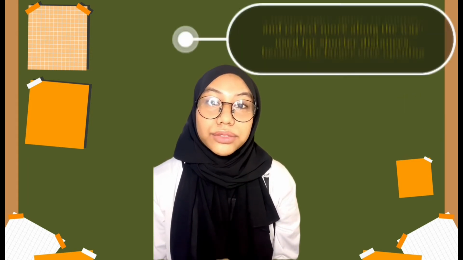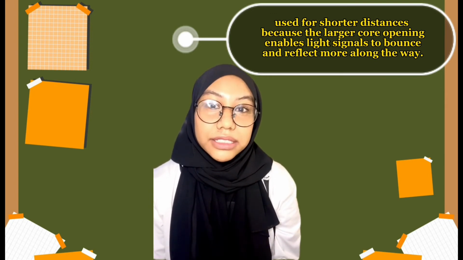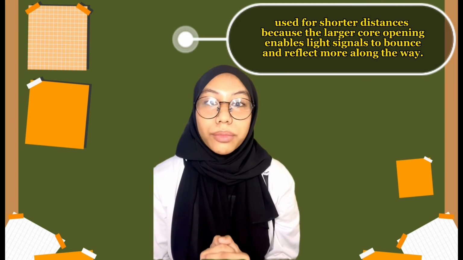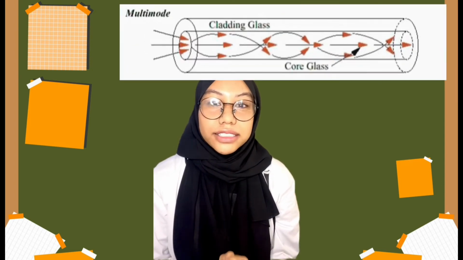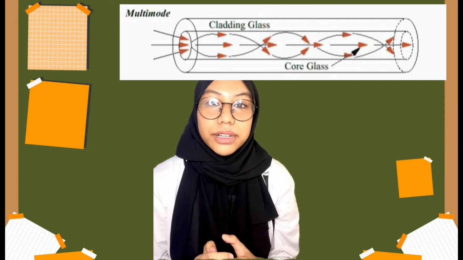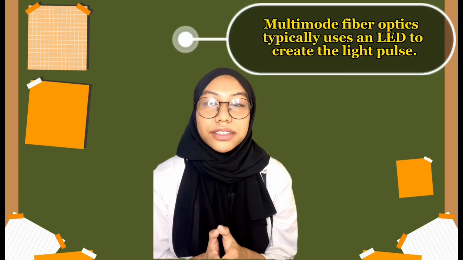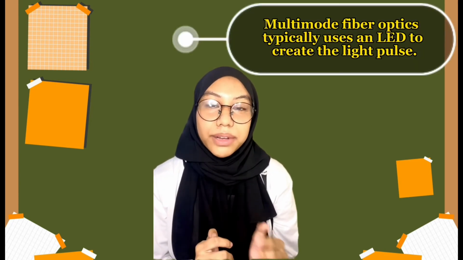The next one is multi-mode fiber. It is used for shorter distance because the larger core opening enables light signals to bounce and reflect more along the way. The larger diameter permits multiple light pulses to be sent through the cable at one time, which results in more data transmission. This also means there is more possibility for signal loss, reduction, or interference, however. Multi-mode fiber optics typically use an LED to create the light pulse.